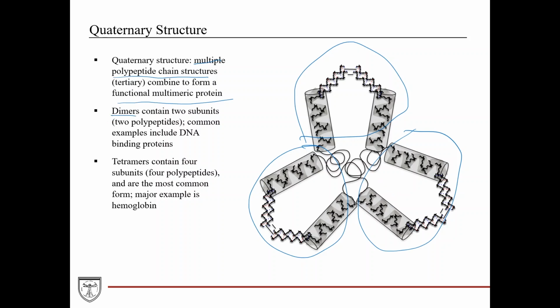Now there are dimers that contain two subunits, or two polypeptides. Common examples of that are DNA binding proteins. Remember when we talked about leucine zippers? Those were dimers, and they were DNA binding proteins. Tetramers contain four subunits, or four polypeptides. These are actually the most common form, and the major example is hemoglobin, the oxygen-carrying protein in the blood.